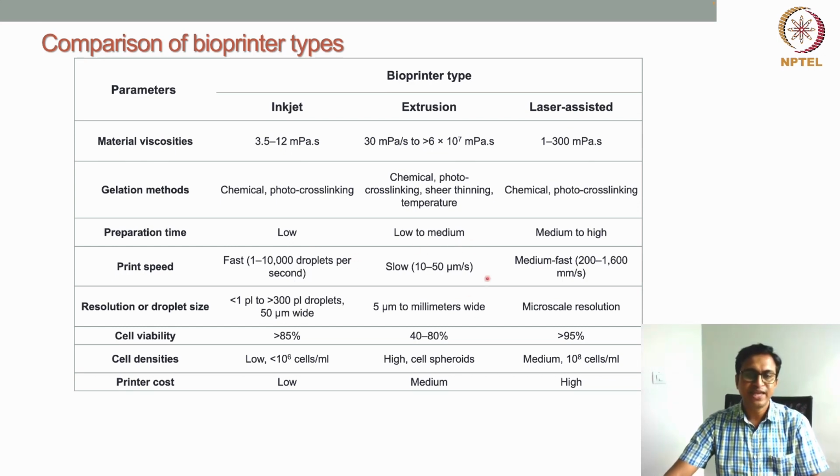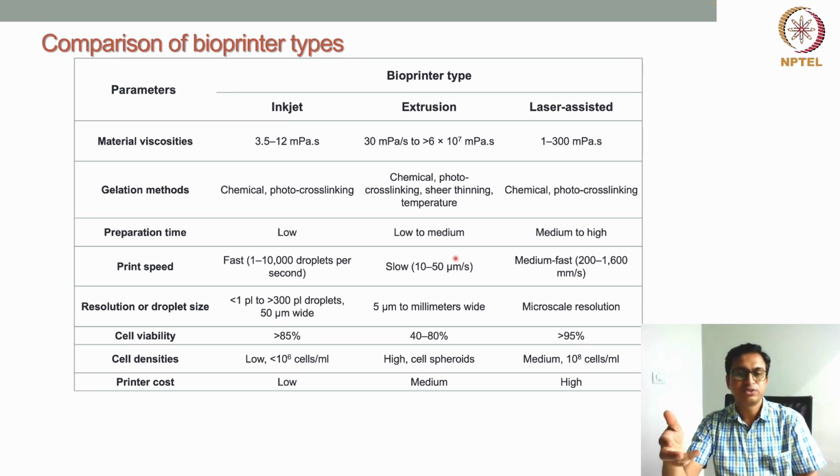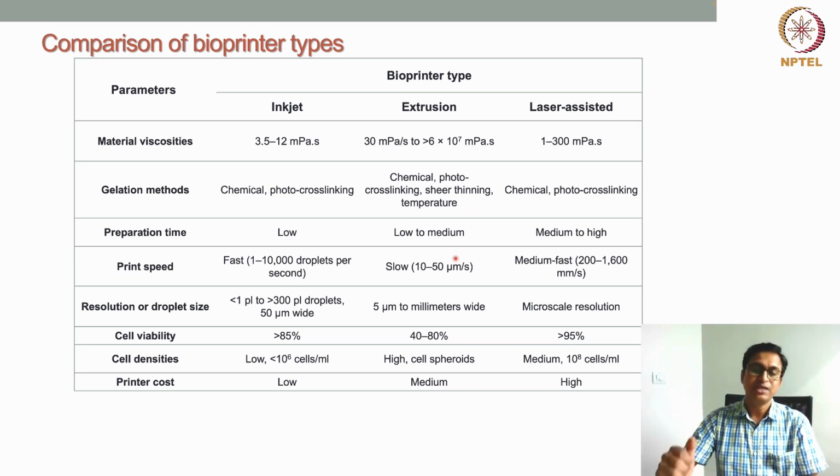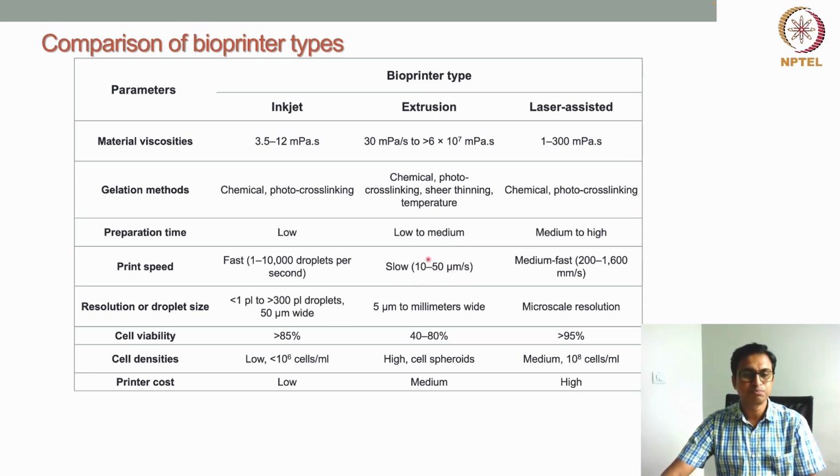In case of extrusion based printer, because the material has to be extruded through the nozzle, the challenge is we cannot push the material very fast. Otherwise, that can lead to generation of shear stress. That shear stress can damage the cells. So this process is a little slow, right? In extrusion based bioprinting, the process is slow. So here it is like 10 to 50 micrometer per second. So only that much speed can be used for printing that structure, right? So in case of extrusion based printer, print speed is typically slow.